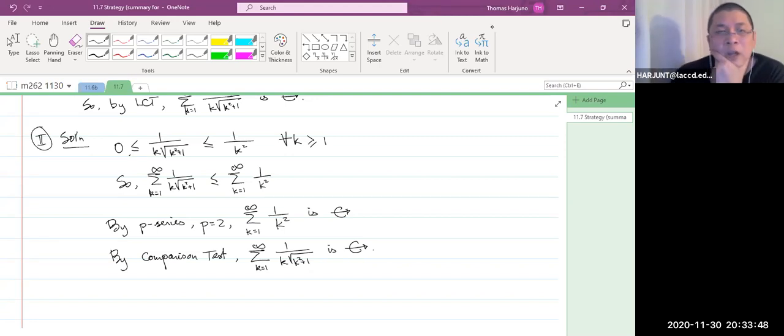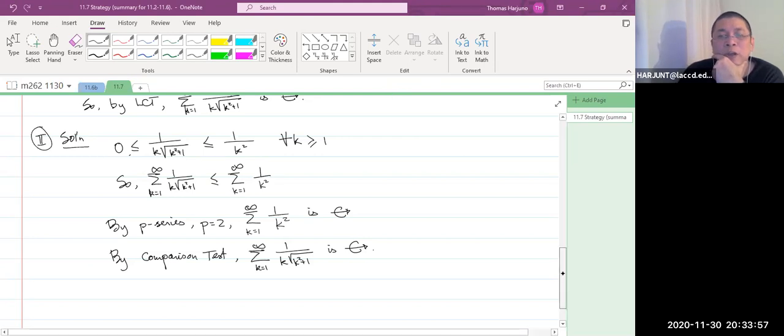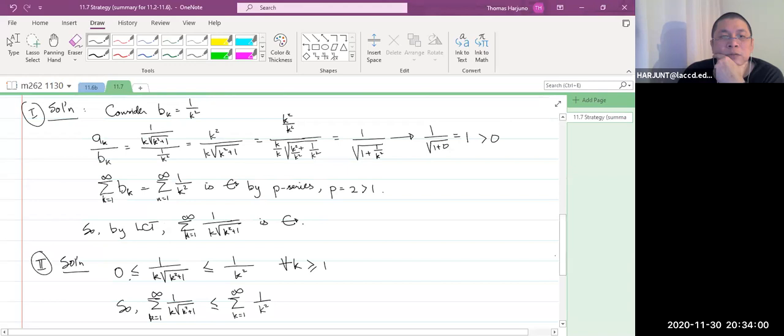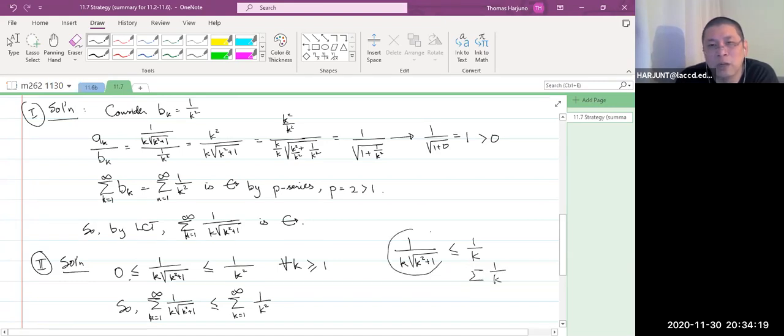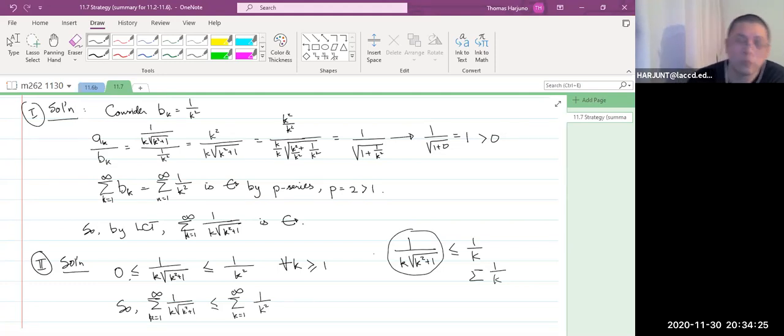Why can't you compare that to 1 over k? The thing is, if you bound it above by something divergent, it doesn't mean that it's divergent. This is true, but the series being divergent doesn't mean the one below it is divergent, no. If you want to bound it above, you bound it above by something convergent. If you want to bound it below, by something divergent. Okay?